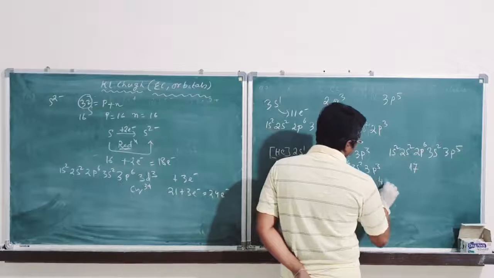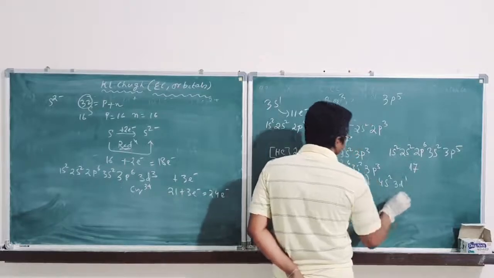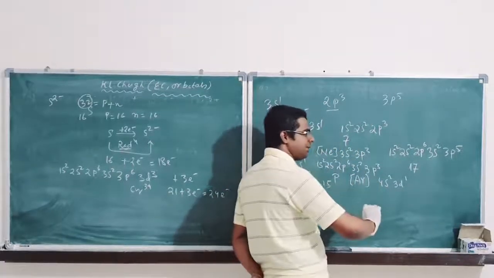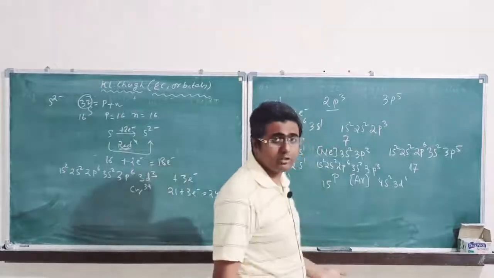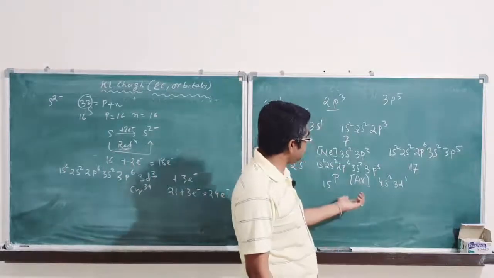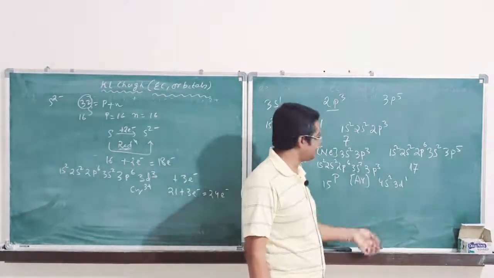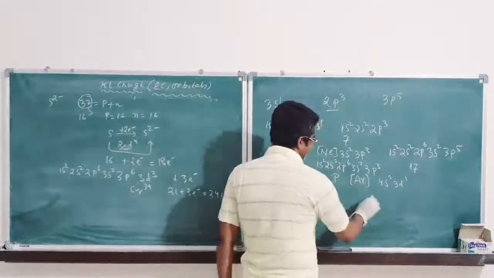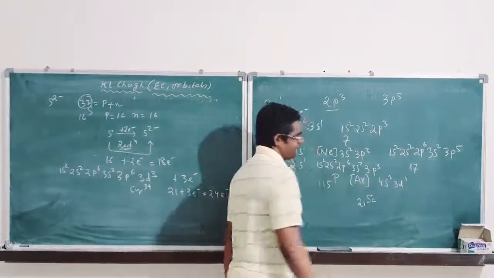Argon 4s2 3d1. One thing you can do this time is write the atomic numbers like this, or you directly know that argon is 18 plus 3, 21, scandium. Clear.